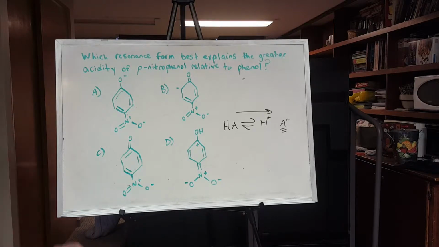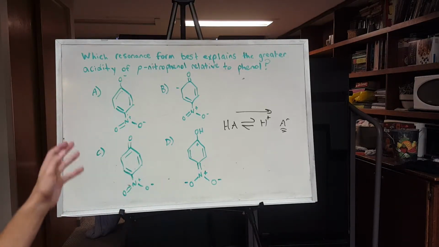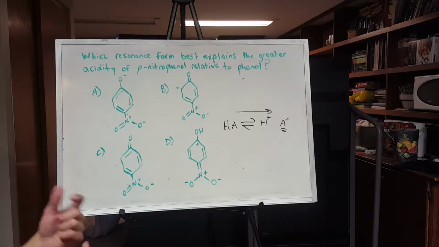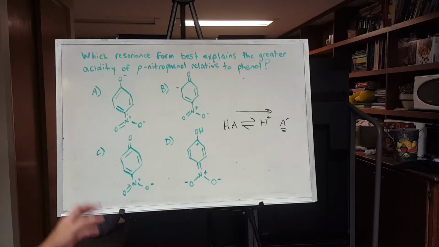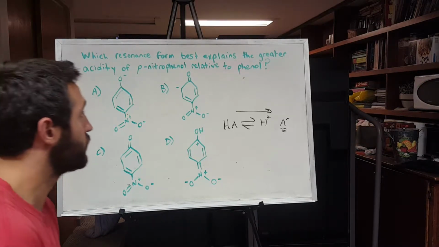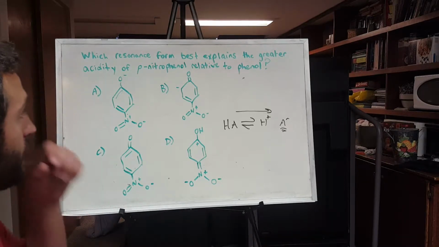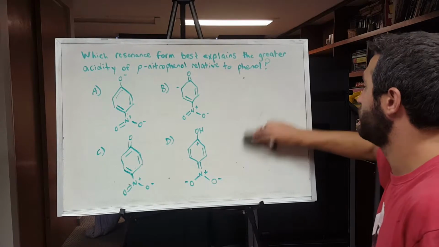So we want to look at the conjugate base of para-nitrophenol and phenol, compare them, and see in which way para-nitrophenol is more stable in its conjugate base form than phenol. So basically, which resonance structure will show that para-nitrophenol as a conjugate base is more stable? Right, so let's try to do that.